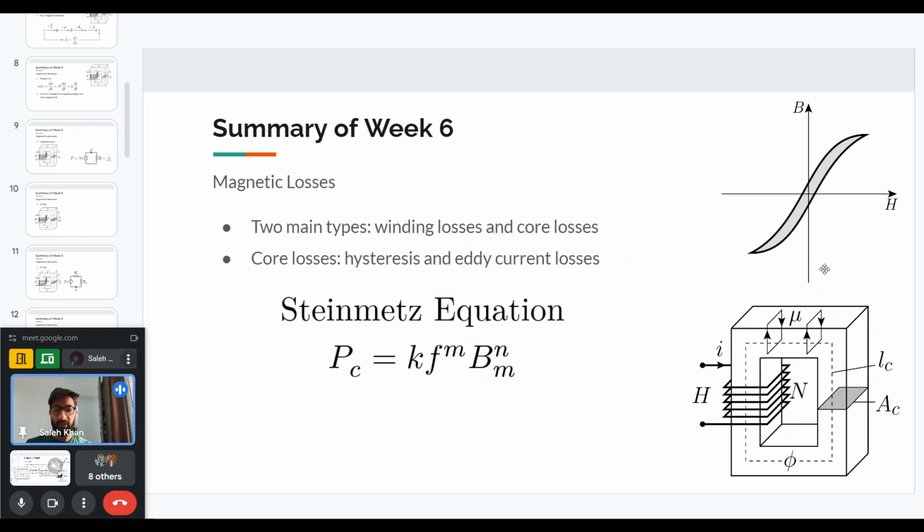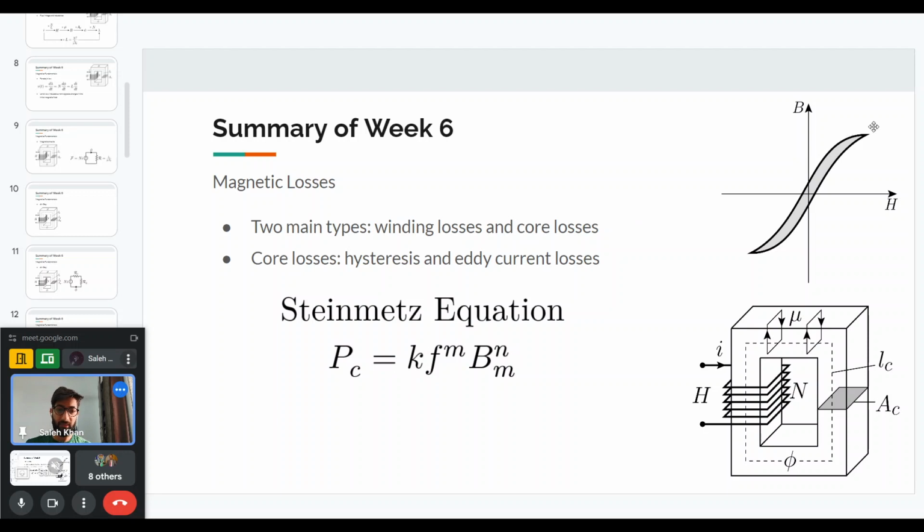And there are different methods to calculate or find out these losses. A simple method is what is called the Steinmetz equation, where the core loss density, which is the core loss per unit volume, is given by this equation, where K, M, and N are constants that are given by the manufacturer of the core material. So for a particular material, these values will be fixed, and then F is the frequency.